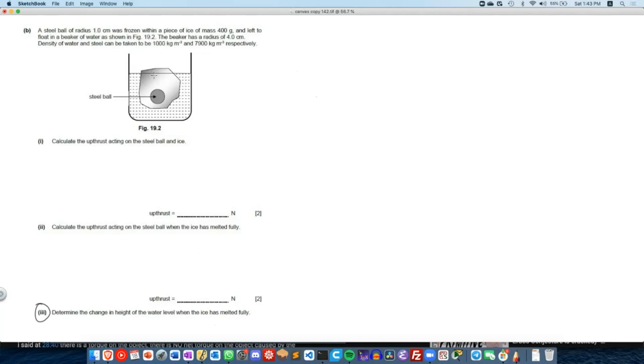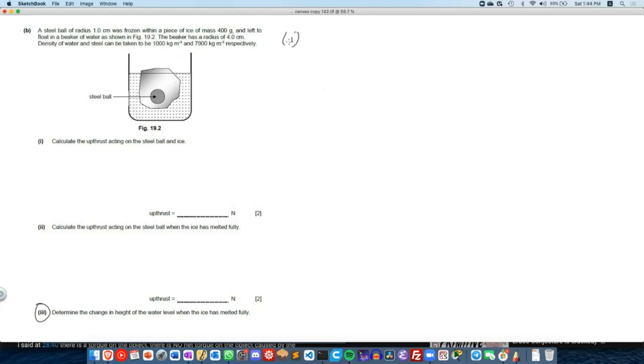So the question is set in a case where there is a steel ball. As you know, a steel ball by itself will sink in water, because the steel ball is more dense than water. But if the steel ball is encased in ice, there's a chance that the average density of the ice and the steel ball is going to be less than the density of water. And that's the case in this question, where the steel ball and ice is floating on the water. And we're given some information about it, and we're asked to calculate some quantities.